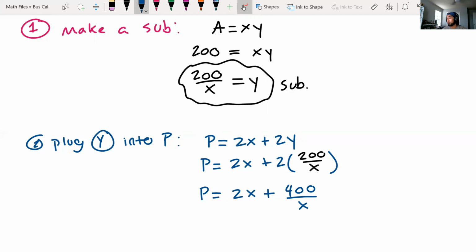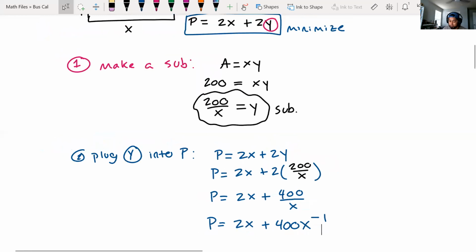If we're going to take the derivative of this, we want to make it look a little neater. So this is 2x plus 400x to the negative 1. What we have done is put the perimeter equation all in terms of one variable, which means if we take the derivative now, we are not going to get that pesky y prime, because in this type of problem, y prime means nothing to us. We want to avoid that mistake. Any questions before we take the derivative?